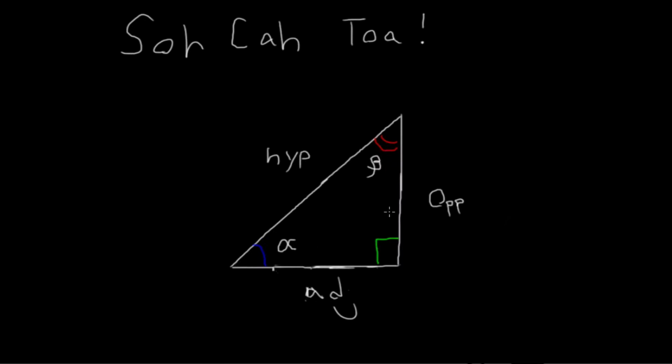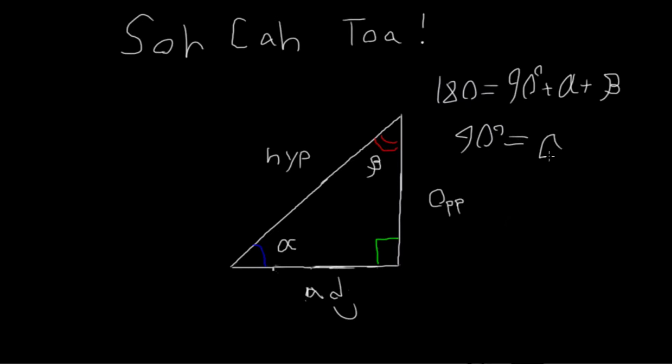Now, just to start off, let's get this settled. If this is 90 degrees, there are 180 degrees in every triangle, so 180 is equal to that 90, because it's a right triangle, plus A plus B, or beta. Alpha and beta are more commonly used. Which means that, just algebraically, 90 is equal to A plus B. And so A is equal to 90 minus B, and the other way around.